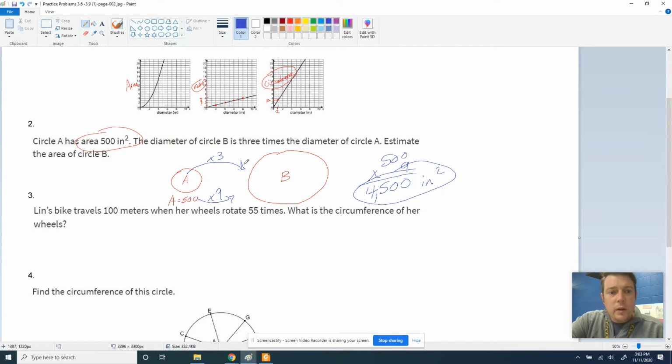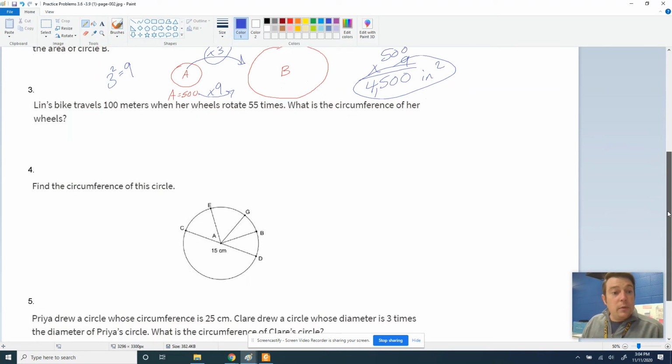And so we learned whenever you had a scale factor of 3, you could scale up its area, which was 500, by multiplying it by the scale factor squared. And the scale factor squared here is 9. So if you do 500 times 9, you would find that the area of the bigger circle B is 4,500 square inches.